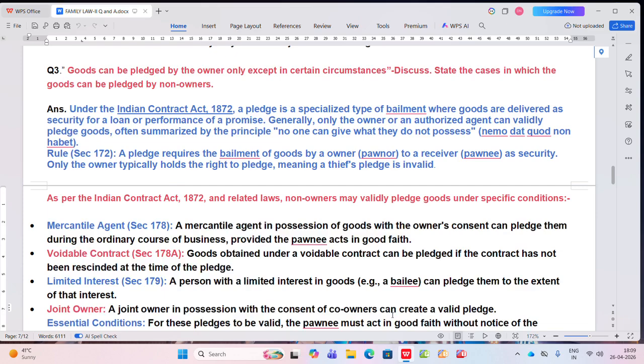Mercantile agents. Under Section 178, a mercantile agent in possession of goods with the owner's consent can pledge them during the ordinary course of business, provided the pawnee acts in good faith. Voidable contract. Section 178A. Goods obtained under a voidable contract can be pledged if the contract has not been rescinded at the time of the pledge. Limited interest. Section 179. A person with a limited interest in goods, that is, a bailee, can pledge them to the extent of that interest. Joint owner.